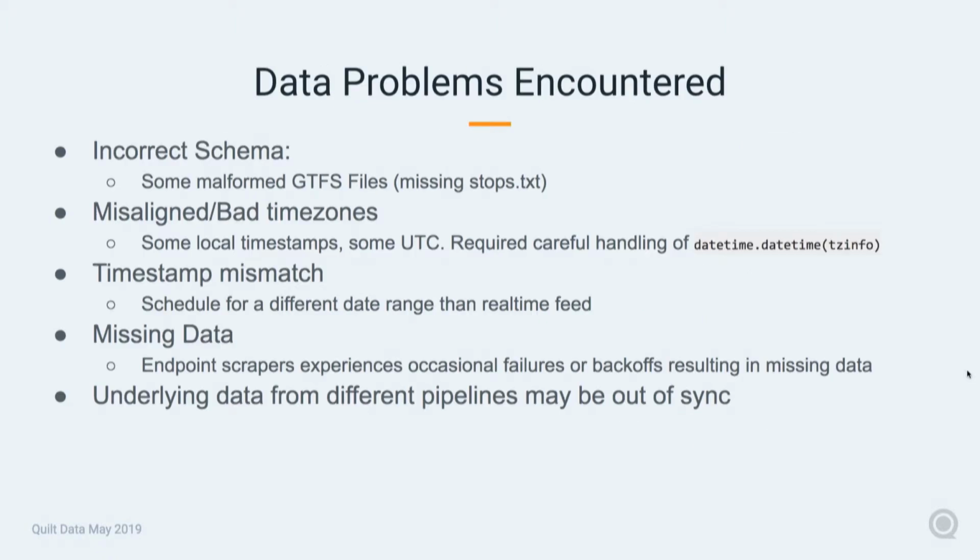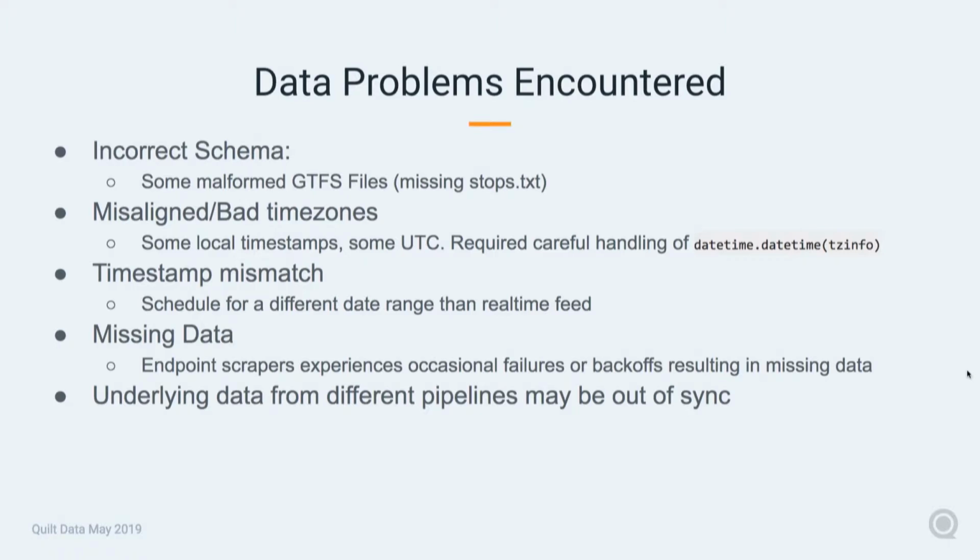So what kind of problems did we encounter in this system? Well, we found incorrect schemas all over. Different agencies and different routes would have different GTFS files. Some of them didn't conform to the standard. They'd be missing core pieces, like the stops file, that would break our downstream ETL pipelines. We found misaligned and bad time zones everywhere. Some of the data sources use local timestamps. Some of them use timestamps without time zones, some with. Some use UTC, so we had to be very careful in our pipelines about being aware of what was what.